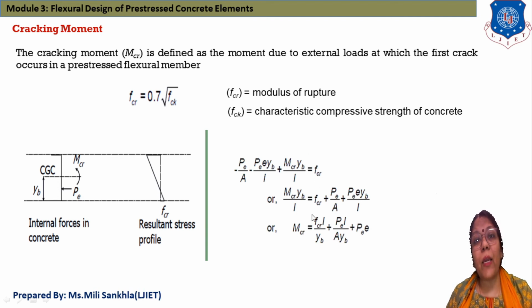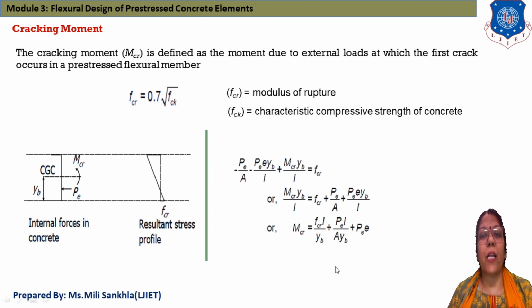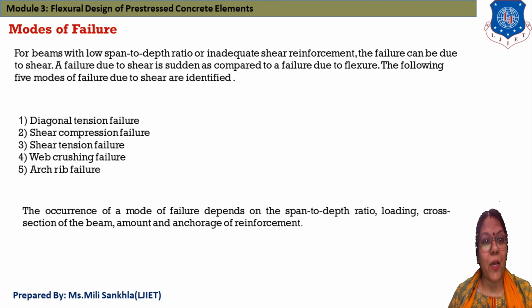Now simply simplify this equation, MCR YB by I. Shift these negative values to the right hand side and this will be positive. Finally, cracking moment is equal to FCR I by YB plus PE I by A YB plus PE. This will be solved at the time of an example. This one is the equation of cracking moment for the bottom fiber.